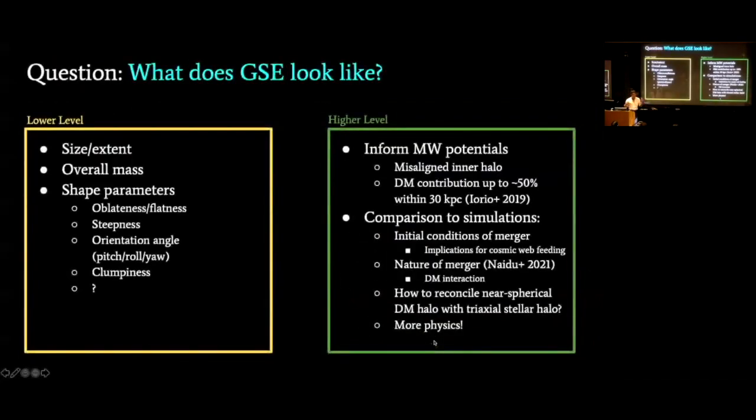So, as I said before, the inner halo is mainly comprised of GSE. So the immediate question is, what does GSE look like in our data, and what does that reflect like its true shape? We can think of this as a tiered level question. The first level of question we can ask is the basic things. How big is it? How massive is it? What does it look like? What's its orientation? And from that, we can progress on to the higher level questions to be tackled, such as what does this imply about the Milky Way potential? What does this imply about dark matter dynamics? So on and so forth.